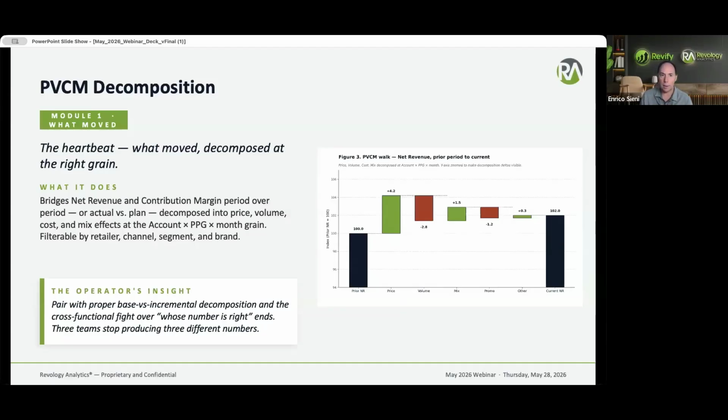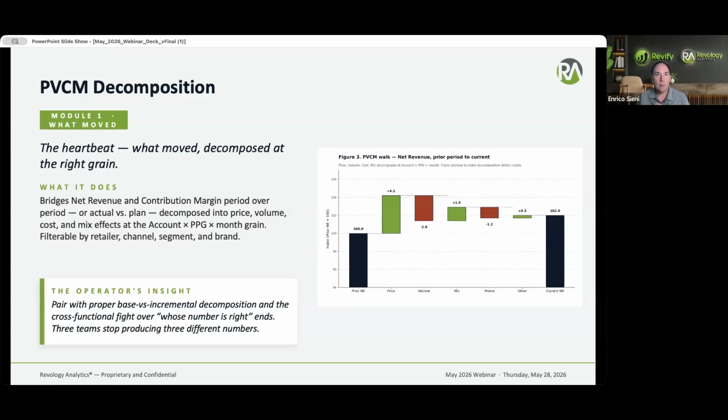The first module is the PVCM decomposition. We call it the heartbeat, the read on what moved, what broke down, and what is in the right grain. What it does is bridge the net revenue and contribution margin, period over period, or your actual versus plan, split into your price, volume, cost, and mix effects. And the way it does it is at an account by product group by month grain, which of course you can filter on the fly by retailer, channel, segment, and brand.